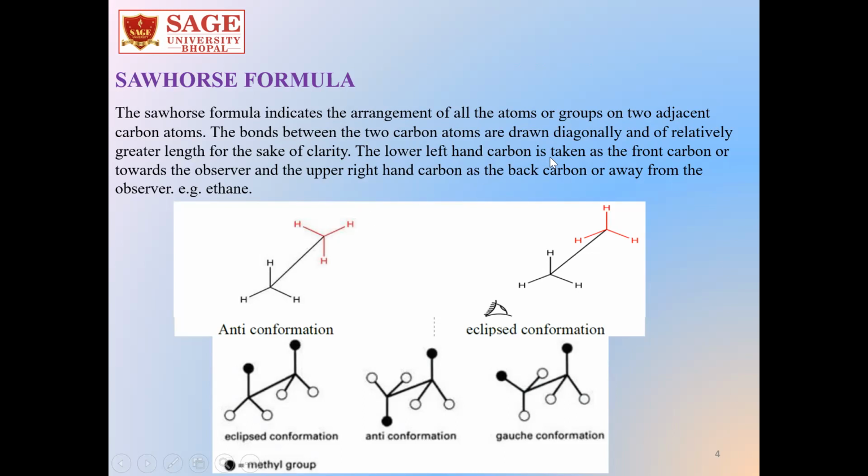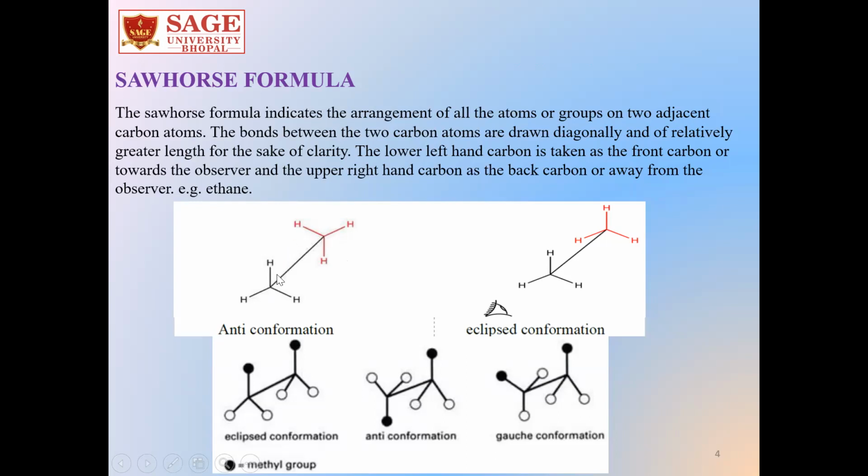The lower left-hand carbon, that is this one, is taken as the front carbon, or towards the observer, and the upper right-hand carbon, that is this one, is considered the back carbon, or away from the observer. For example, ethane. Here, this is ethane. So we can see this is the carbon-carbon bond, and here are 3 hydrogen atoms, and at the back carbon also there are 3 hydrogen atoms.